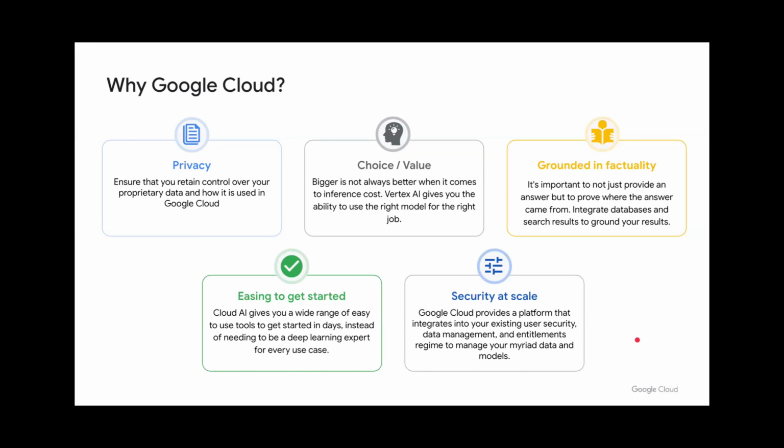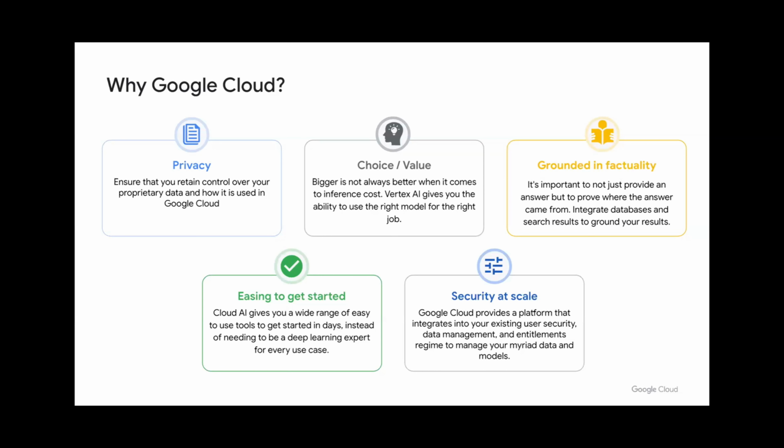Second is choice and value. We don't believe that one model is going to solve everything. You cannot have one super model which is going to solve anything. Bigger is not always better. You don't need a trillion-parameter model to answer simple questions. Tools like distillation and reinforcement learning mean that smaller models may outperform larger models on specific tasks, which can be much more efficient. Third is grounded in factuality. Large models provide a lot of creativity, but for enterprise use cases, it is important to also have factuality and guardrails. We bring together LLMs, search, and conversation, which gives you the ability to ground your answers in factuality.